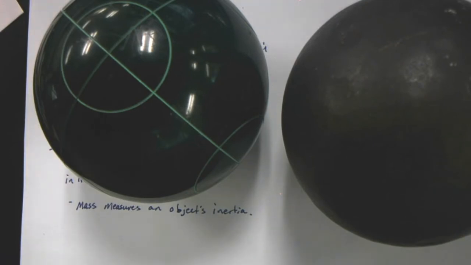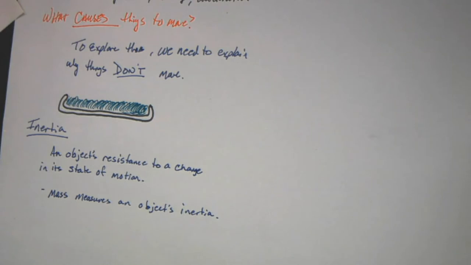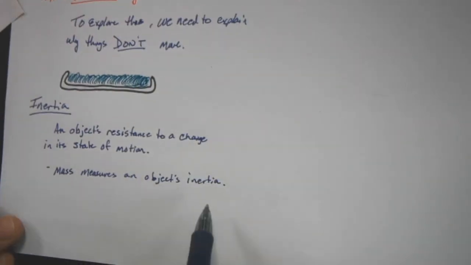Yeah? So I'm going to pass these guys around. So you can feel those, how one of them is significantly heavier than the other, even though they're the same size. It's because it has more inertia. Mass measures an object's inertia.